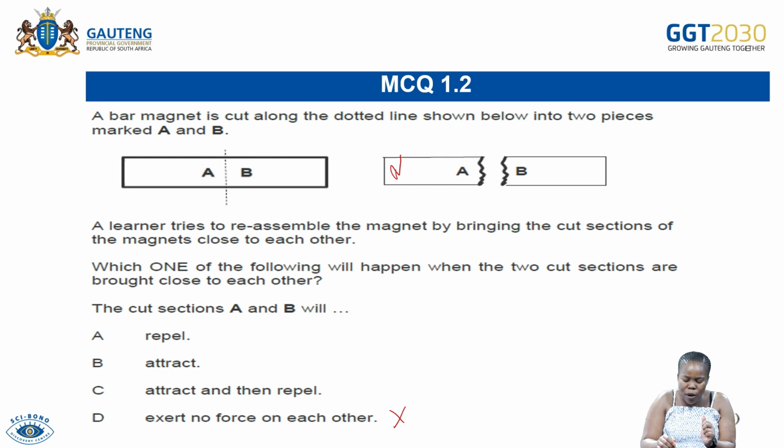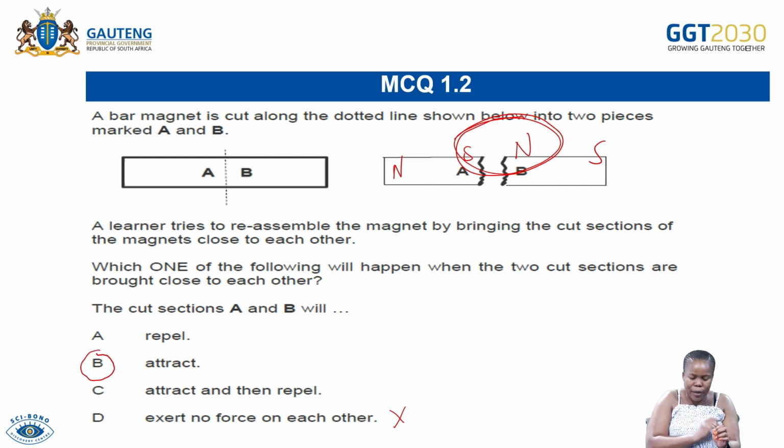So if I can just write it on top of here, north and south pole, and then a north and then a south pole. Okay, so that means these are unlike poles, because in this instance we're talking about poles, so they're going to have that force of what? Of attraction. So the correct answer is B.